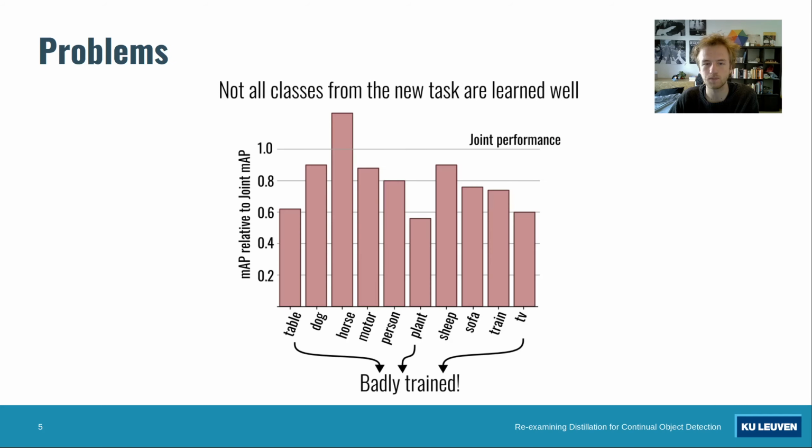If we train, for instance, the VOC 10+10 second task, we see that actually not all classes are learned equally well. In particular, three classes are at only 60% of the performance of a model that would be trained jointly on all 20 classes of VOC. This is the table, the plant, and the TV. So we ask ourselves, why is this the case? Why are it these classes that are learned much worse than the other classes?